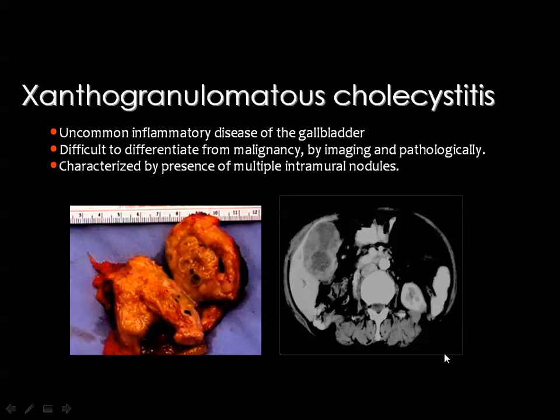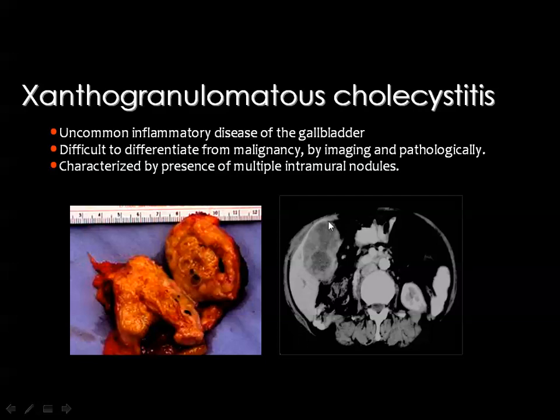And xanthogranulomatous cholecystitis is an uncommon inflammatory disease, and you can see that the gallbladder is distended, the wall is markedly thickened, and what's important is the presence of multiple mural nodules. And of course, this is closely similar to gallbladder carcinoma, and it is well known that this entity of inflammation is difficult to differentiate from malignancy by imaging and even by pathology.